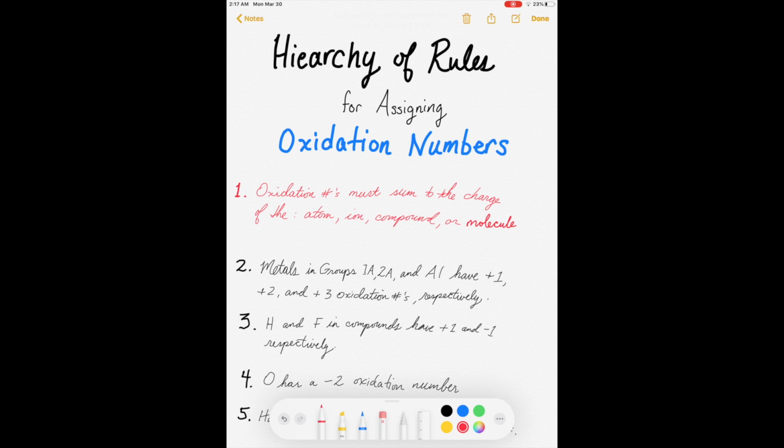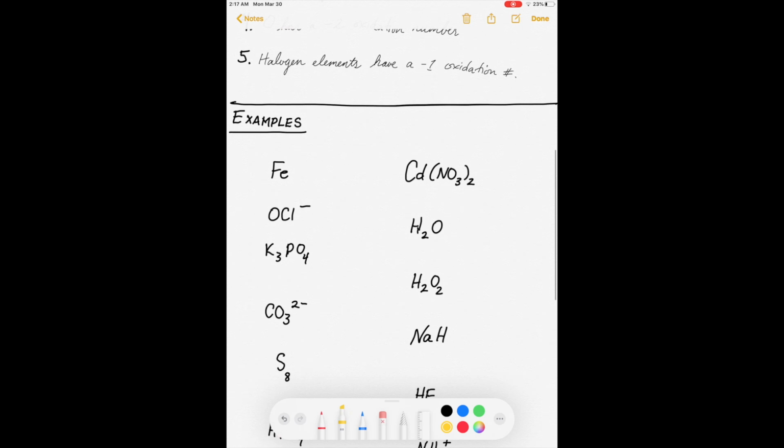All right, so oxidation numbers must sum to the charge of the atom, ion, compound, or molecule. All right, so what does that even mean? Let's go look at the examples real quick. So in these examples, what do I mean? I mean that whatever number I assign to, let's focus in for just a minute on this one, iron right here, okay? What's the charge? This is obviously a charge of 0.